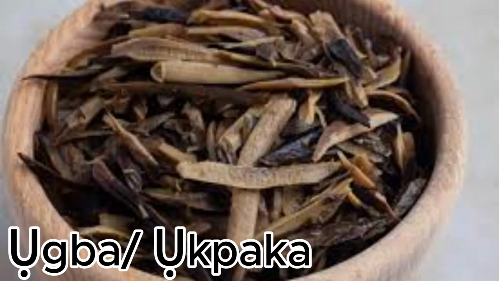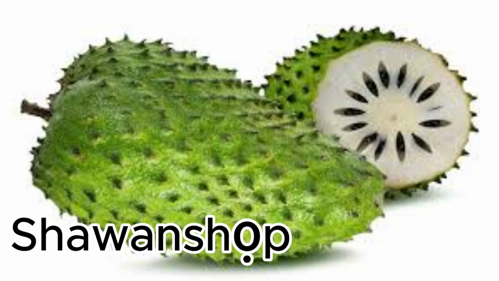Uba, shredded oil bean, or opaka. Shredded oil bean. So you either call it uba or you call it opaka. Shawan shop, sour soup.